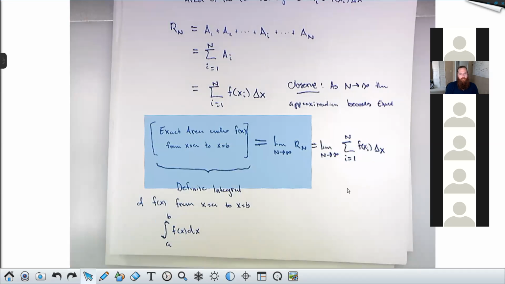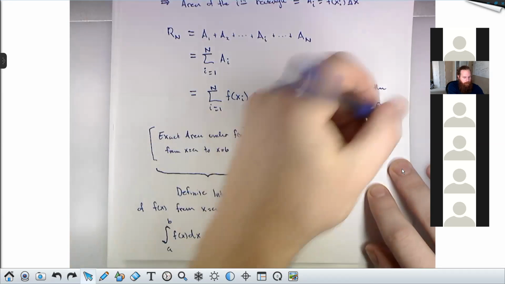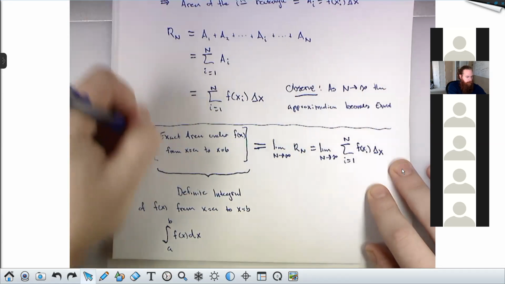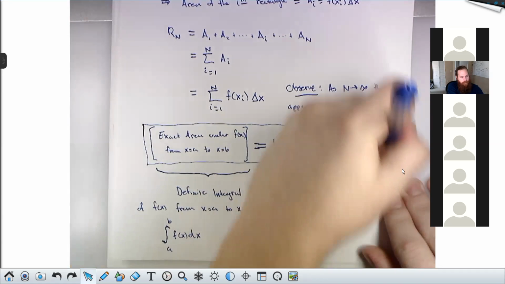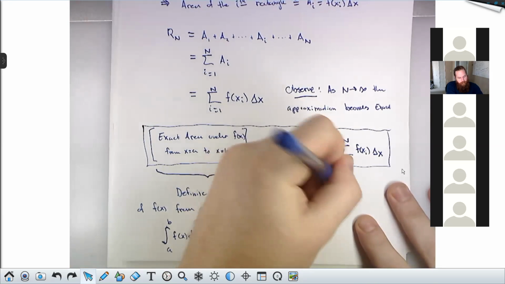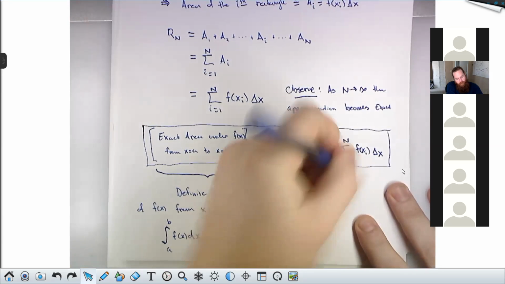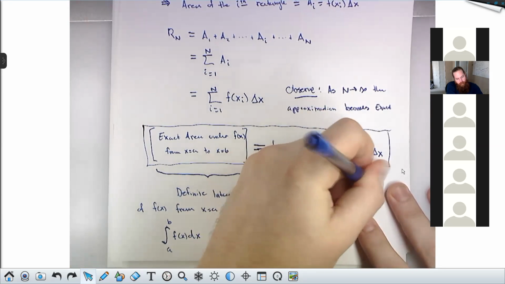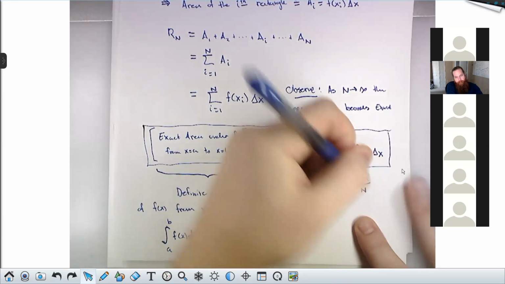But for us in this section, in section 5.1, this is what we're concerned with, right? This is the thing that I need you to commit to memory for the purposes of today's lesson. And you also need to remember that delta x is b minus a over capital N.